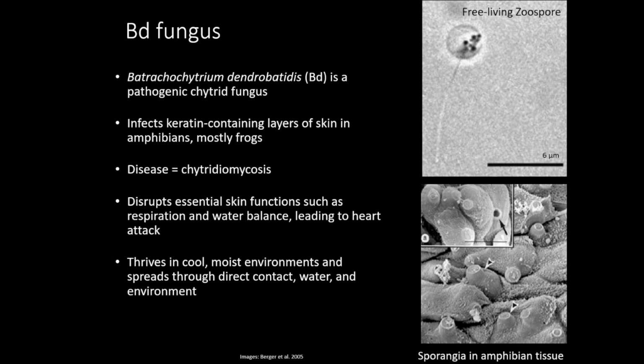So it does not cause disease in all species or life stages, but when it does, it's essentially completely disrupting the skin function, which we know is important for respiration, for osmotic balance, and can eventually lead to heart attack in the frogs, as well as the skin sort of sloughing off over time. And so this can be spread by frog-to-frog contact, but also through the water, through the environment, and through researchers or people touching frogs and then touching other things, or soil that's being carried around on our boots.